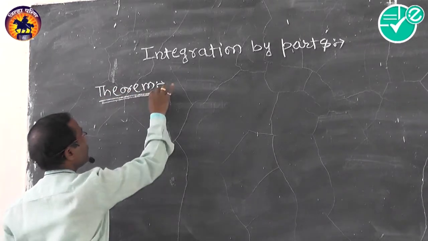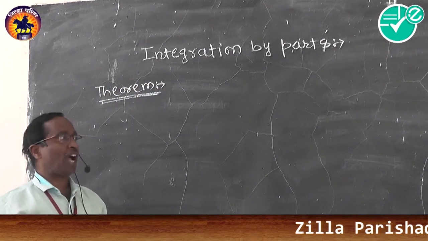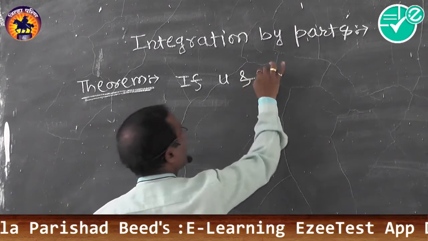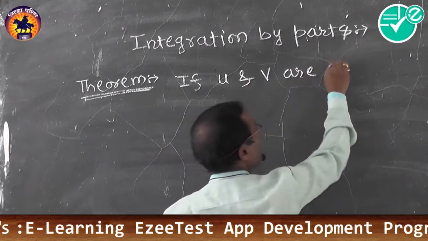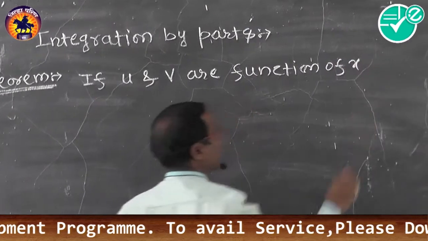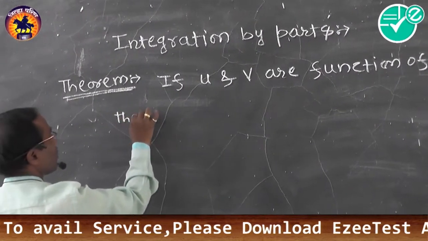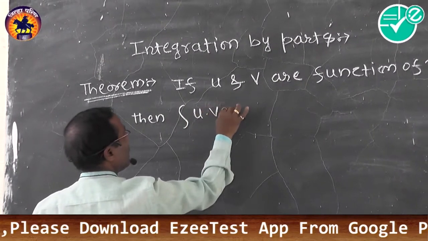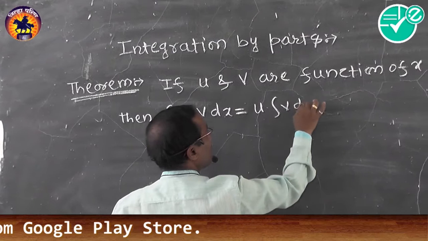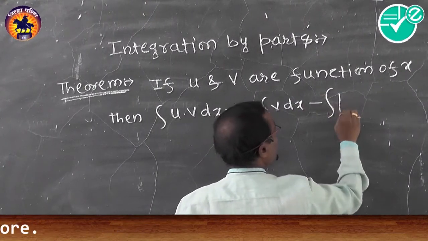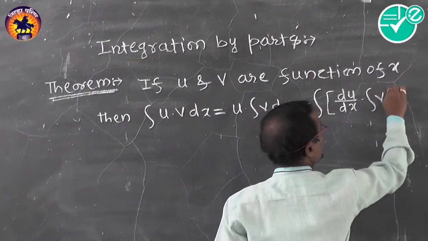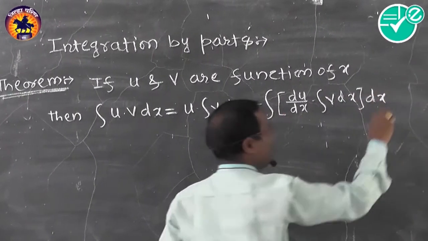Theorem on integration by parts. If u and v are functions of x, then the integral of u into v dx is equal to u into the integral of v dx minus the integral of the derivative of the first function into the integral of the second function v dx with respect to x.